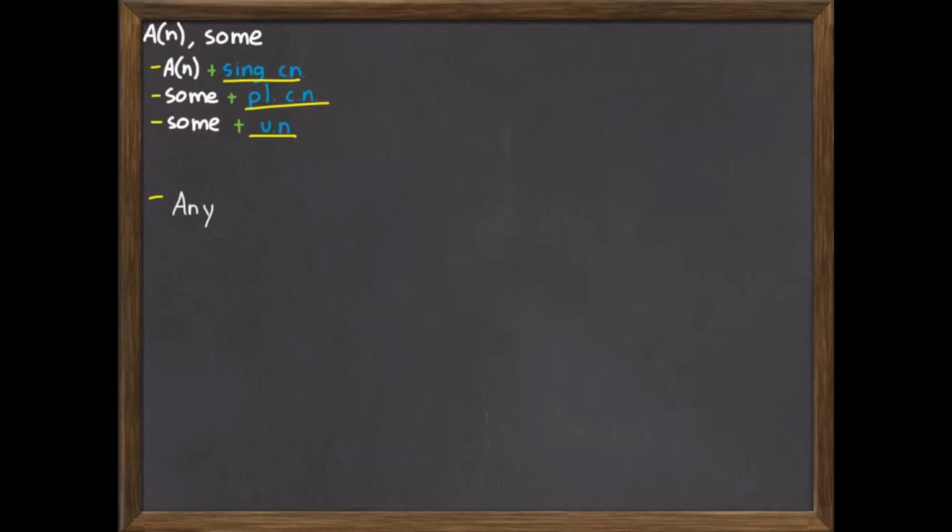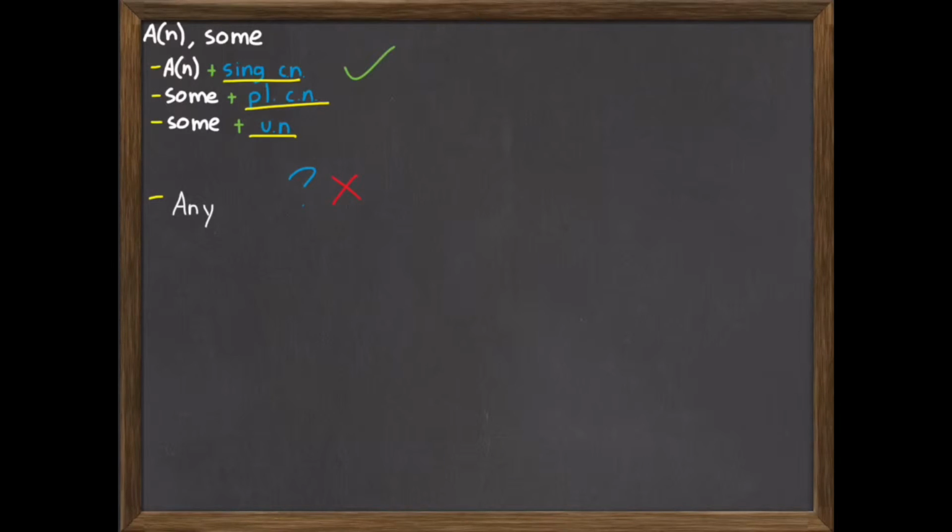What about any? Well, the difference between some and any in this case is that we use some with uncountable and plural countable nouns in affirmative sentences and offers. And in the case of any, we use any with questions and negative sentences.